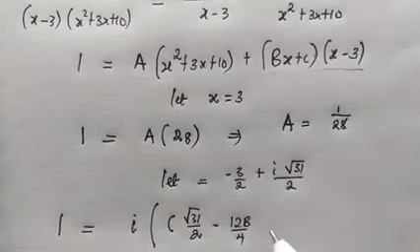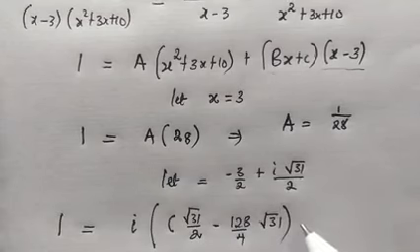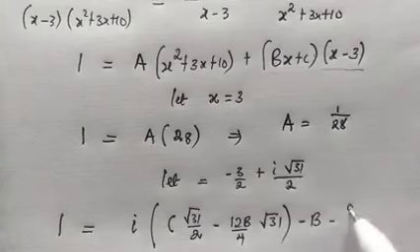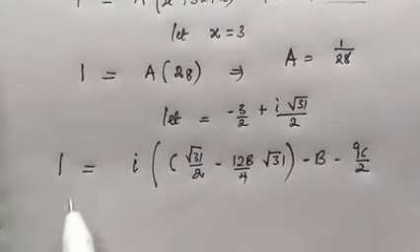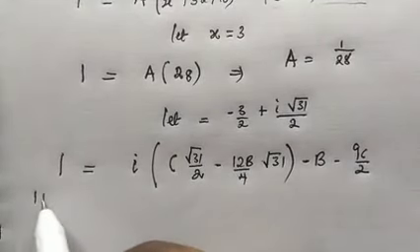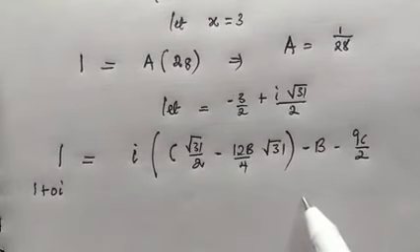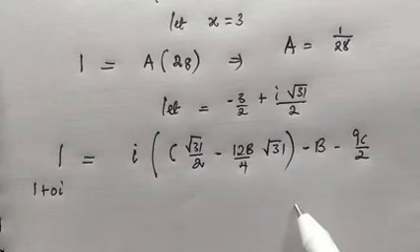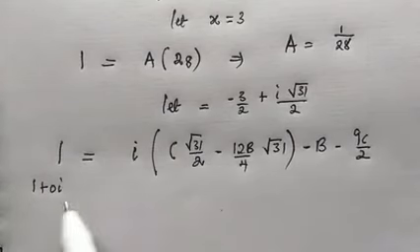Okay, so here we're going to have square root of 31. So here we have this bracket close, negative B minus 9C by 2. So this left-hand side we can express as 1 plus 0i. Then we compare accordingly, okay? Which means this is going to be equal to 0.